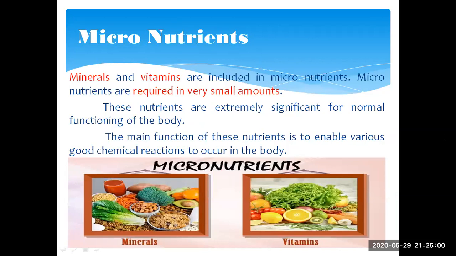So now, micronutrients. Micro means small, so they are required in a very small amount in our body. Minerals and vitamins are included in micronutrients. From the word micronutrient, you can understand that they are required in very small amounts. Though required in small amounts, these nutrients are extremely significant for normal functioning of the body. Their main function is to enable various chemical reactions to occur in our body.